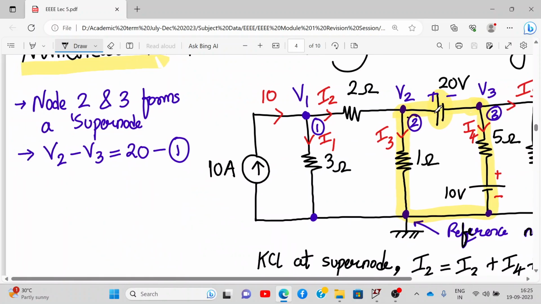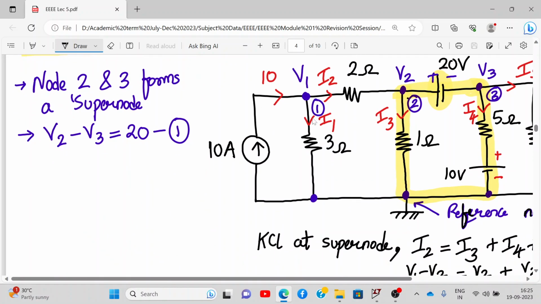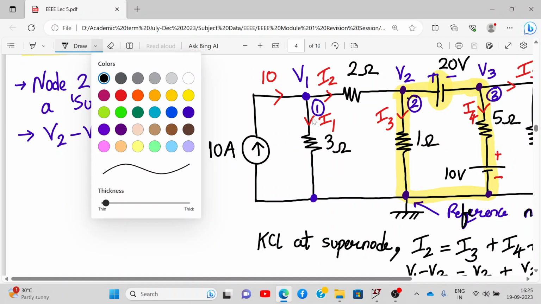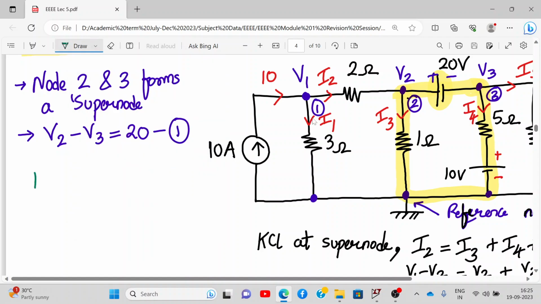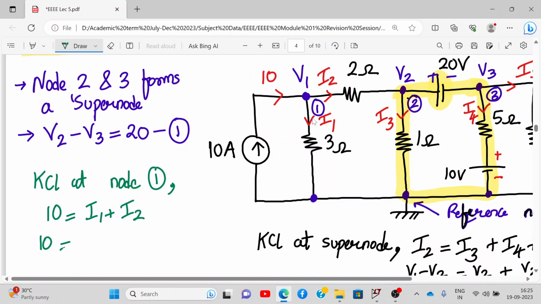And now we apply normal KCL at node 1. So we need not apply any supernode. Node 1 is not a part of a supernode. So we'll apply KCL at node 1. So what happens when we apply KCL at node 1? At node 1 the incoming current is 10. So 10 is equal to, outgoing currents are I1 and I2. So 10 is equal to I1 plus I2. So 10 is equal to V1 upon 3 plus V1 minus V2 upon 2.